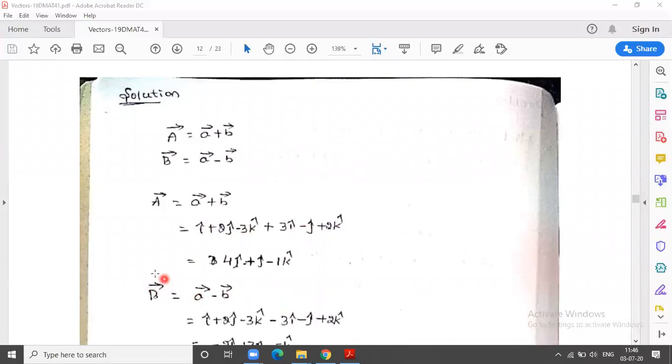Similarly, you have to find out capital vector B, which will be given by vector A minus vector B.